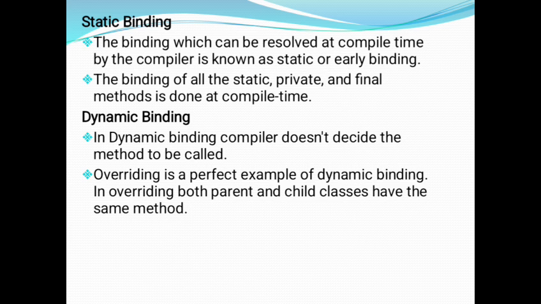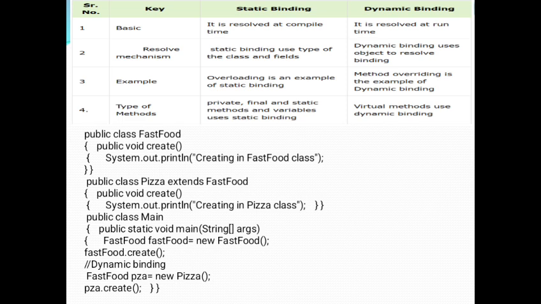Next is static binding. The binding which can be resolved at compile time by the compiler is known as static or early binding. Method overloading is a static binding. The binding of all static, private and final methods is done at compile time. Dynamic binding: in dynamic binding, the compiler does not decide the method to be called. Overriding is a perfect example of dynamic binding. In overriding, both parent and child classes have the same method. This is the difference between static and dynamic binding. This is the simple example of static binding and dynamic binding.